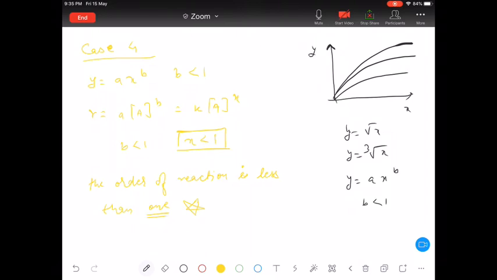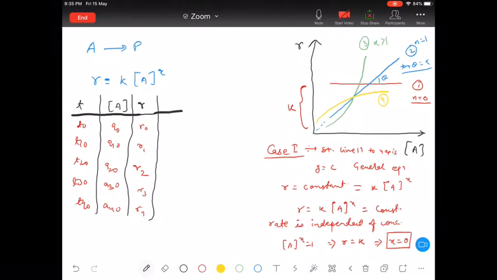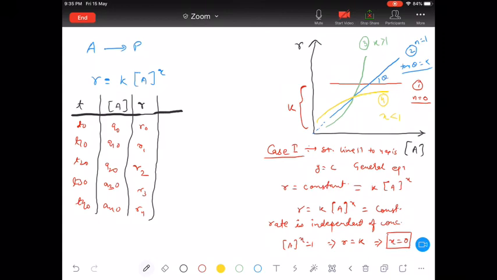Is that clear? So out of these 4 cases, up to here I suppose there is no problem. Out of these 4 cases, only 2 cases are there where we obtain an exact value. Either the order of reaction will be 0 or it will be 1. In 2 other cases, we are getting either order greater than 1 or less than 1. We are not getting any particular value. So in case 3 and case 4, what should we do?